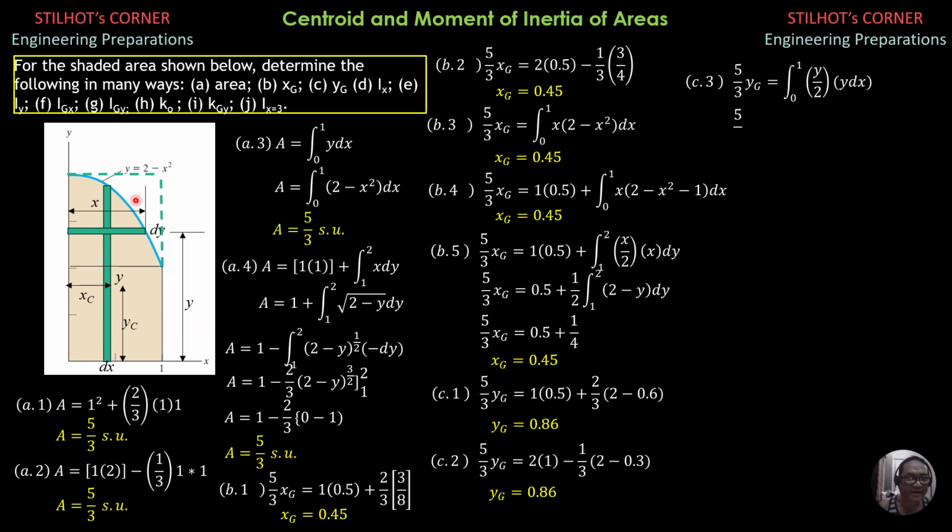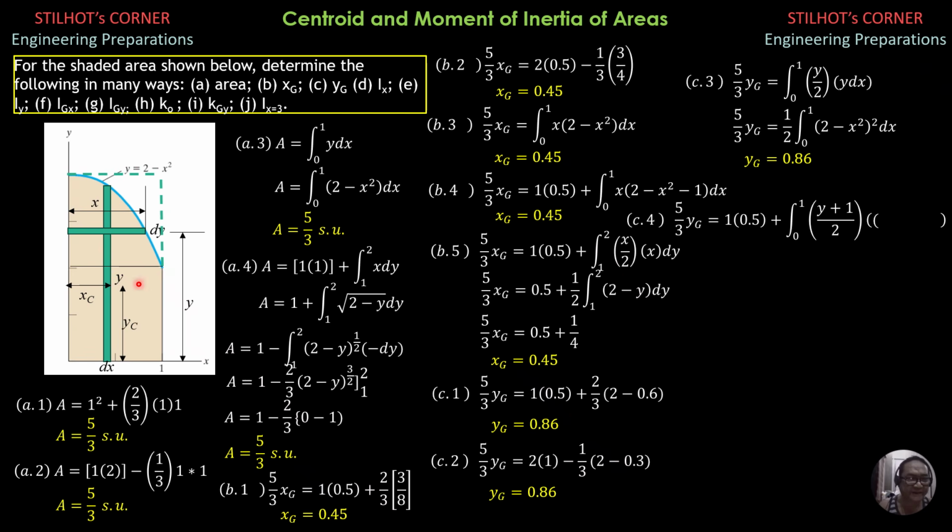So y squared is 2 minus x squared, so that would be 5/3 yg equals 1/2 integral of y squared, and y squared is 2 minus x squared dx. You can easily evaluate that and show that it is 0.86. C.4: 5/3 yg equals 1 times 0.5, treating this as a square, then the distance of the centroid from the bottom is 0.5, half of 1.